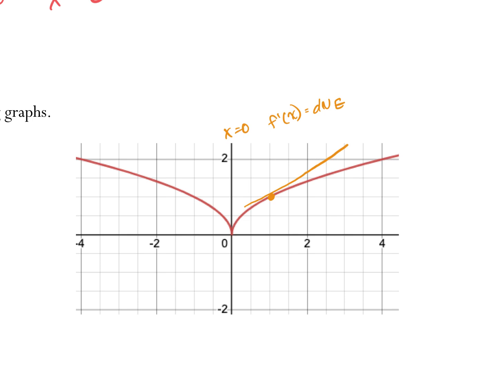Looks like maybe 2/3 to me, give or take. Like, to me, it looks like... So 2/3 would be here. I'm gonna do it in purple. Okay.